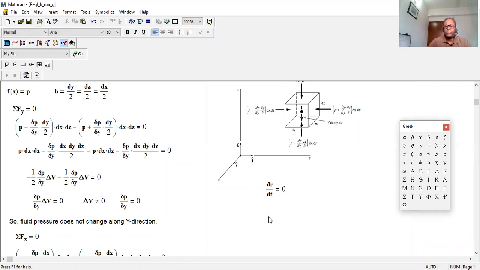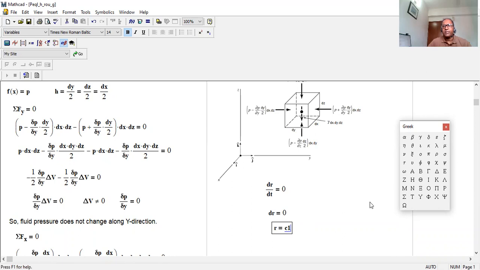How can we figure that out? Right over here, I can say dr equal to 0. You do the integration on both sides, then what will you get? R equal to some constant, say C1. Constant means the value is not changing.